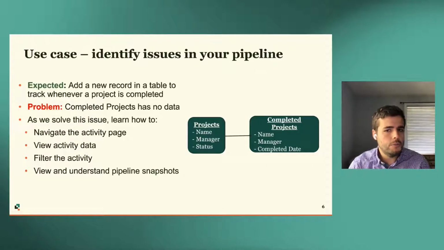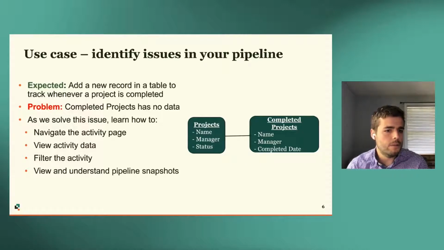What I want to do using pipelines is whenever a project status is set to completed, I want to copy this record over to this other table and record the completion date, the manager, and the name of that project. The problem, though, is whenever I run this pipeline, the completed projects has no data, or the record that I expected doesn't exist there. So let's use this use case as a way to navigate some of the tools that we offer within pipelines and figure out how to solve this problem.